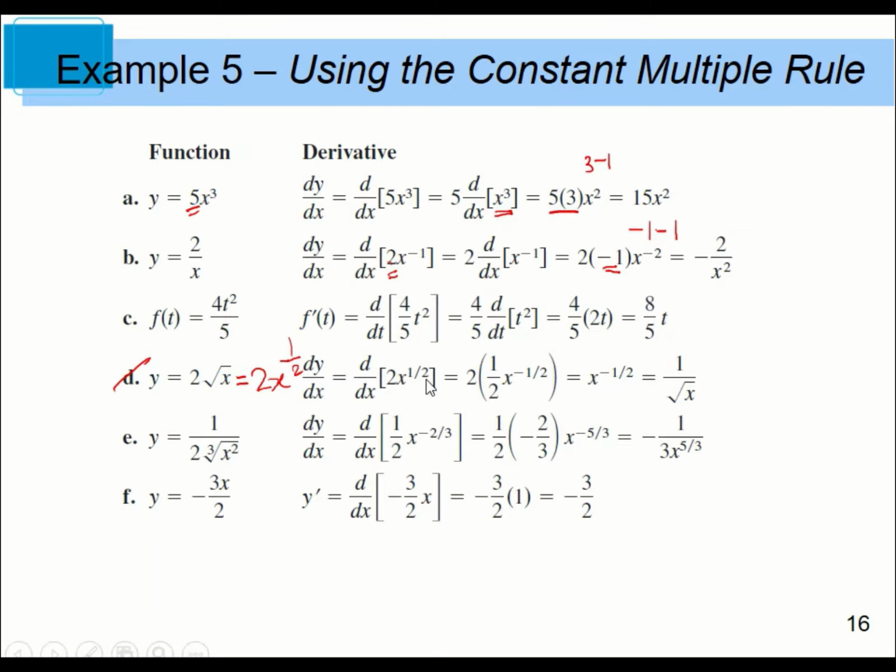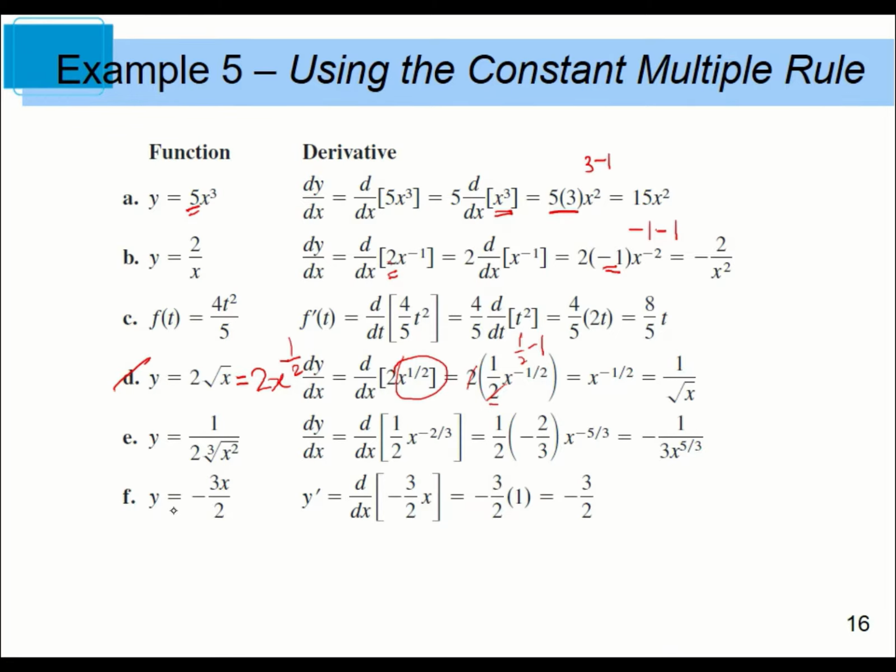So when we differentiate, again we do not differentiate the 2. We differentiate the x only. So to differentiate the x, we put the 2 aside. Differentiate the power, 1/2 bring down. So we have 1/2 here. And 1/2 minus 1 gives us -1/2. So we have -1/2 here. After that we multiply 2 times 1/2, we get 1. So we have x to the power of -1/2, which gives us 1 over square root of x.